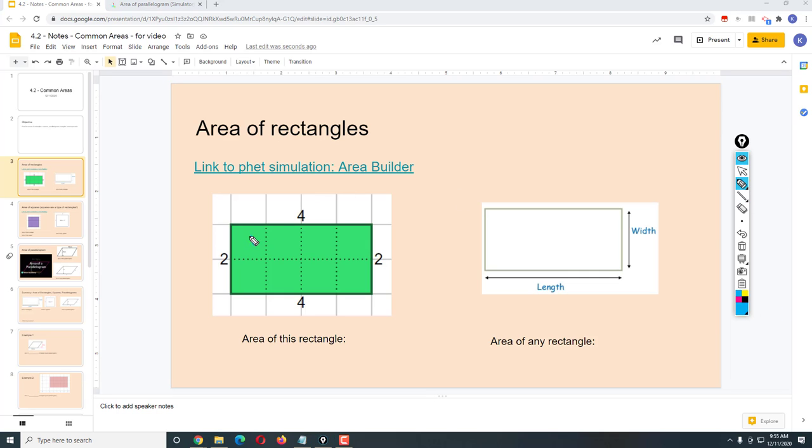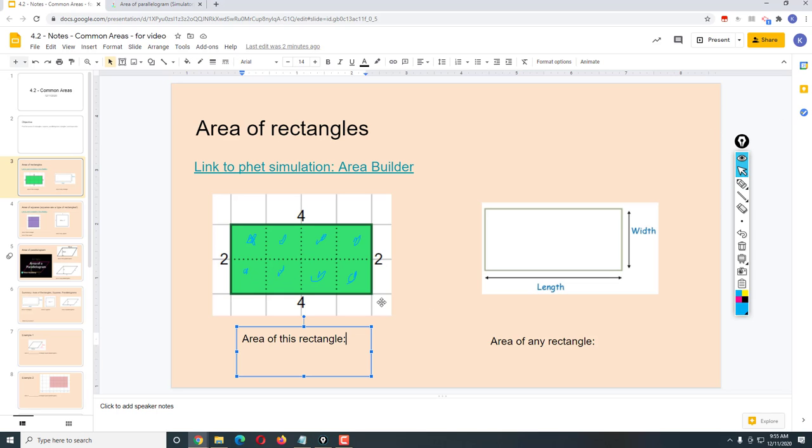Well, each square has an area of 1: 1, 2, 3, 4, 5, 6, 7, 8. So the area of this rectangle has to be 8. And instead of counting one by one, can we count it faster? Well, we can do this instead: 2, 4, 6, 8.